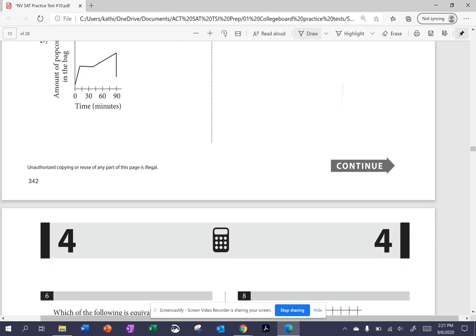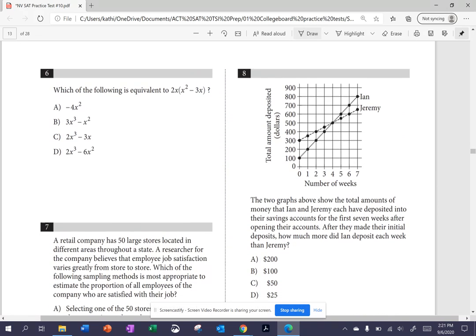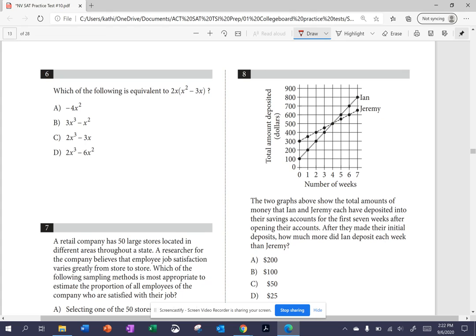All right, number 6. Which of the following is equivalent to 2x times the quantity x squared minus 3x? So when I'm distributing, I'm going to add the exponents. So this is going to be 2x cubed minus 6x squared. So add exponents when I'm multiplying variables.